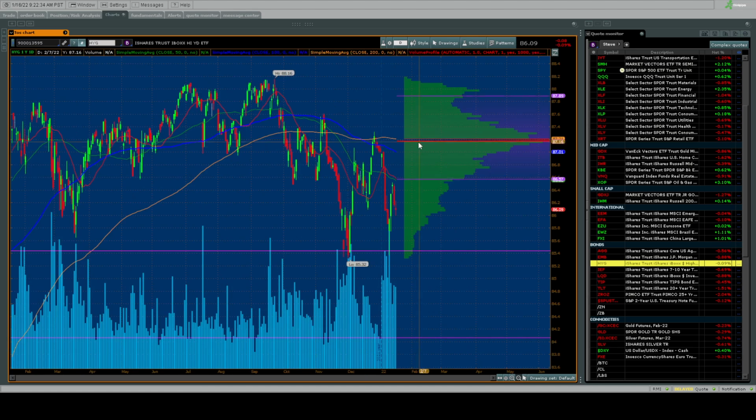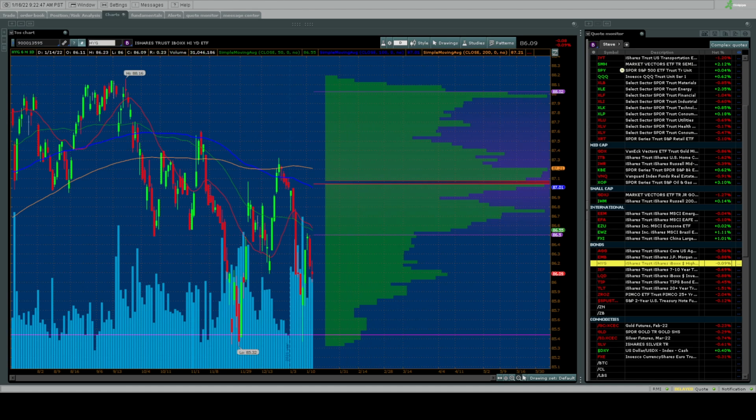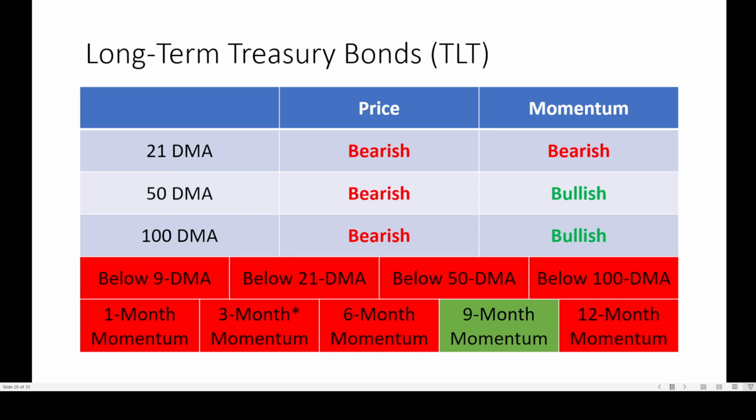Let's zoom back into the 1 year. You can see very clearly following the 50-day moving average down, following the 100-day moving average down. There's your 1-year volume profile line. There's your 6-month profile line. Not good for high yield bonds, not good for the broad equity market. So if you're long the equity market, watch the high yield bond market.